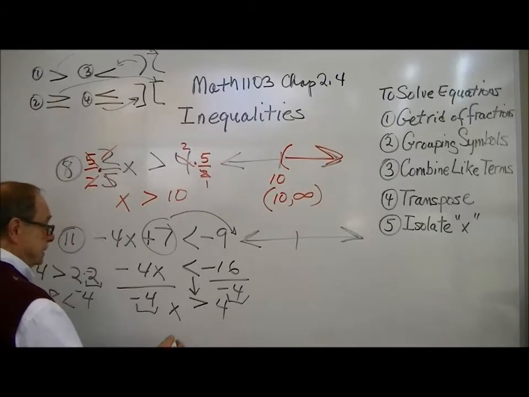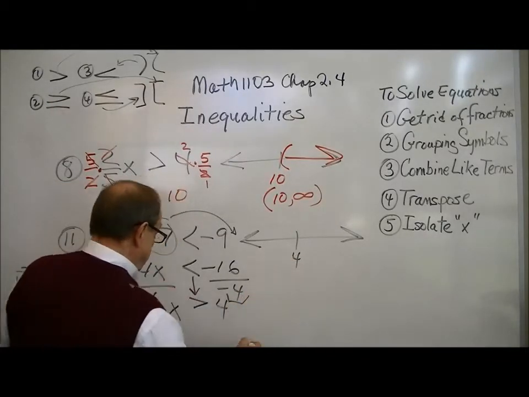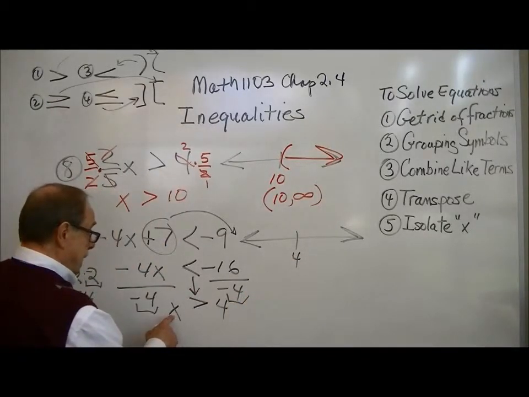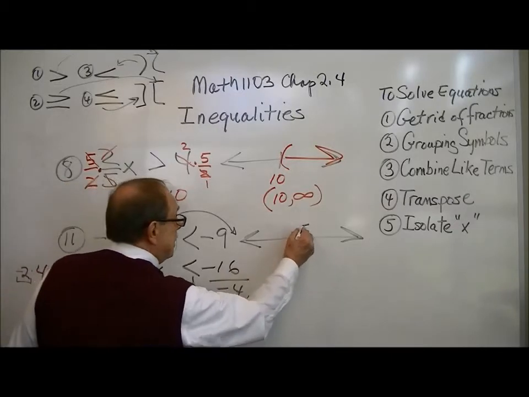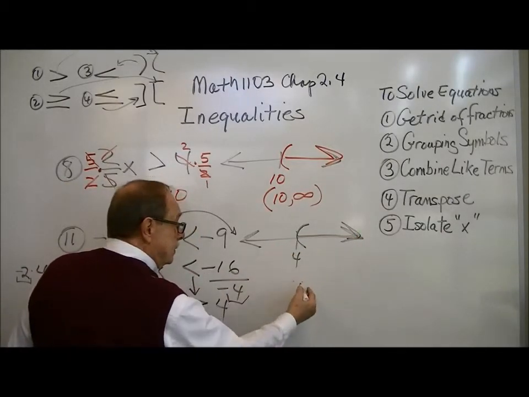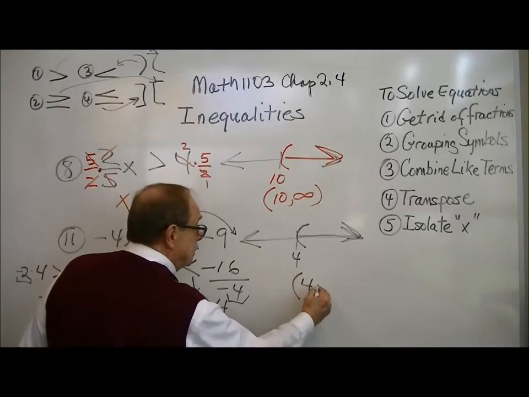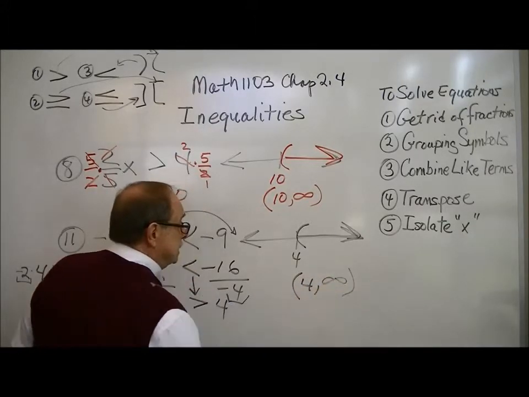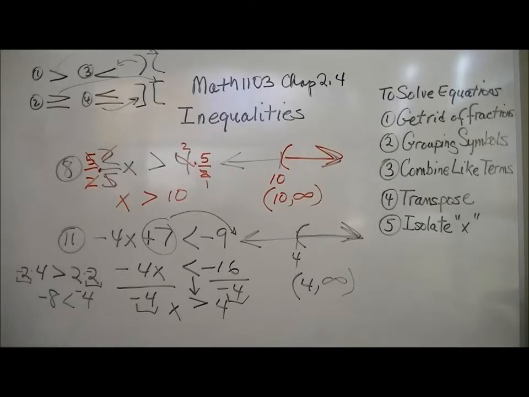So when we plot this, this is going to be a 4. And now this is critical. X is greater, so our parenthesis goes this way, like so. Interval notation, 4 comma, positive infinity. So I would say, mentally, put a star by this, because this whole item right here is super important.